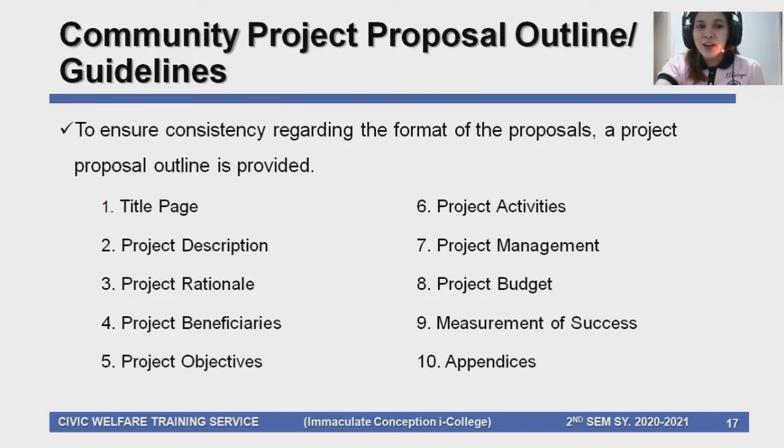Community project proposal outline. To ensure consistency regarding the format of the proposal, a project proposal outline is provided. Yan, title page, project description, rationale or introduction, background, beneficiary, sino ba makaka-receive nung activity or project na isasagawa nyo, then objectives or goals, then yung mismong activity, then project management, budget, measurement of success, appendices.